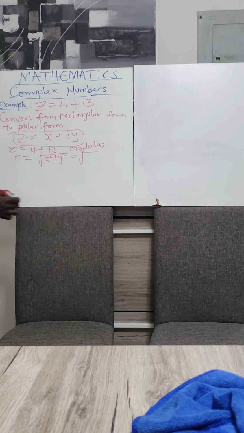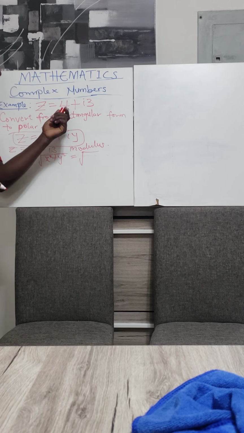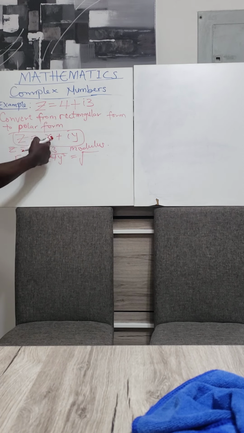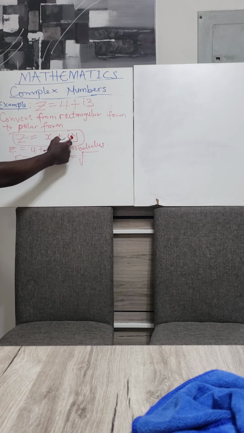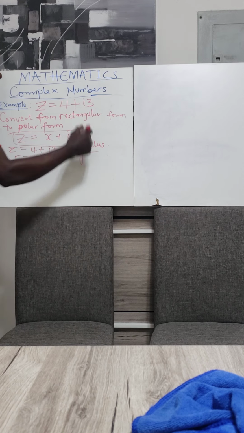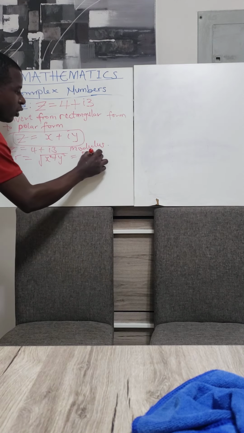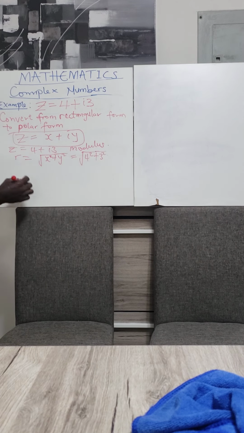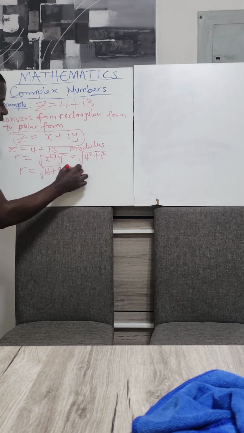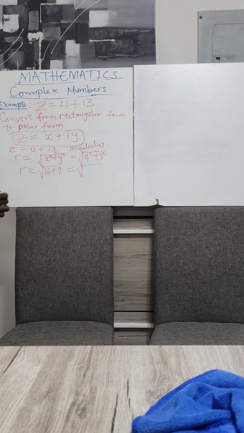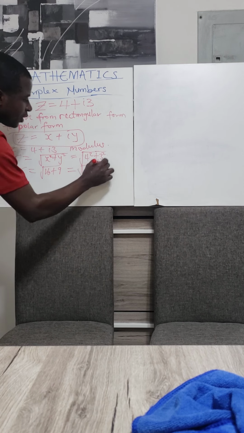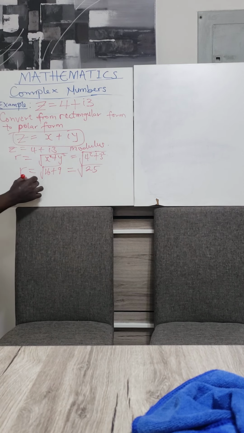Then let us take our x and y from the question. We can see now from the question, x stands for 4, y stands for 3. So we have 4 squared plus 3 squared, and our r simply gives us square root of 16 plus 9. And what does that give us? That gives us square root of 25, and therefore our r is now equal to 5. I believe you get it.